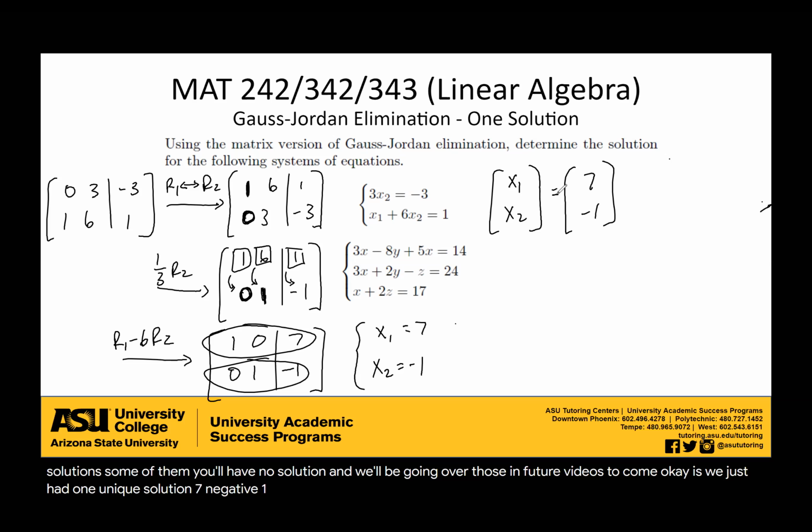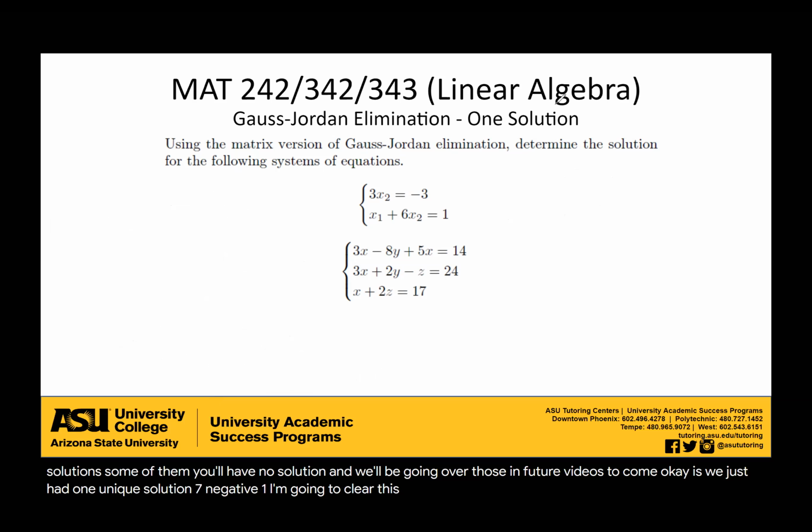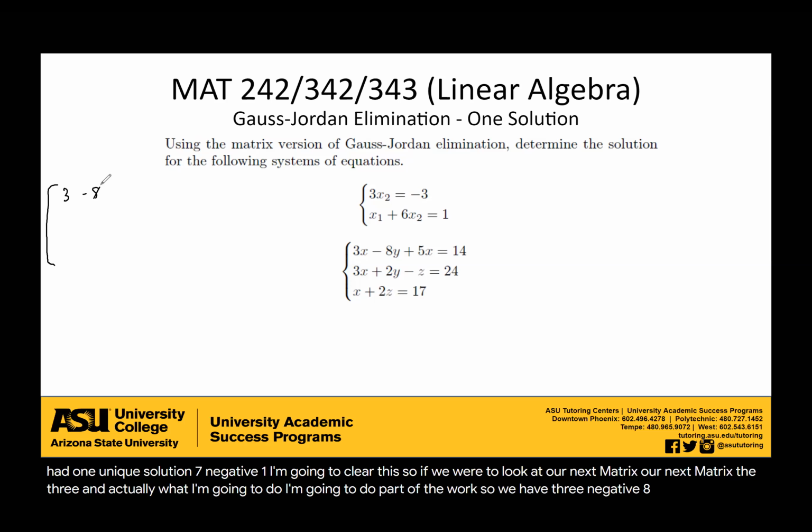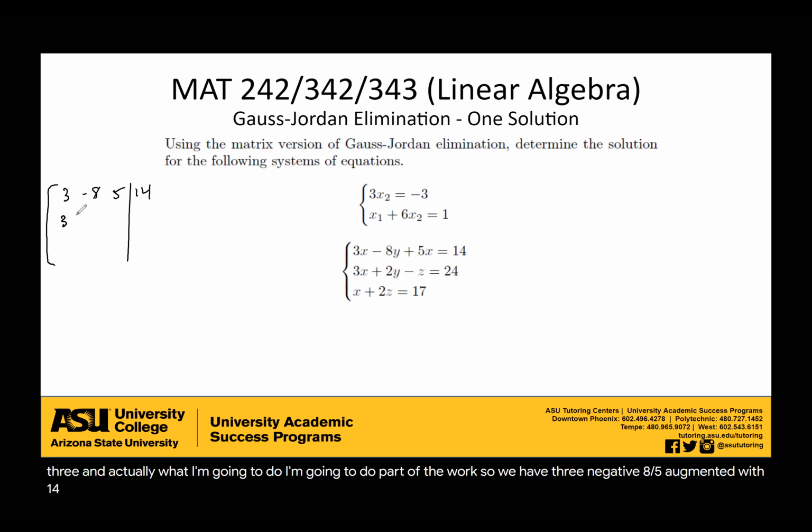Now I'm going to clear this. So if we were to look at our next matrix, actually what I'm going to do, I'm going to do part of the work. So we have 3, negative 8, 5 augmented with 14, 3, 2, negative 1 augmented with 24, and 1, 0, 2 augmented with 17. So this is our next system.